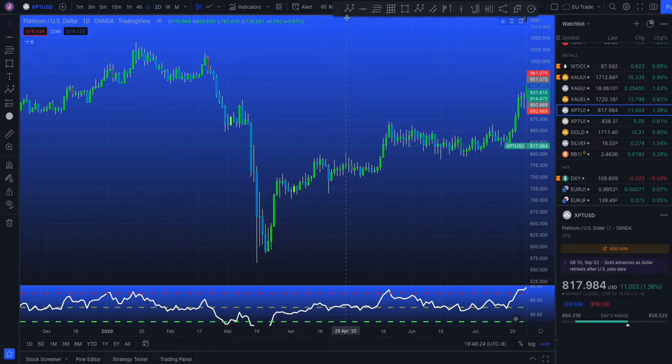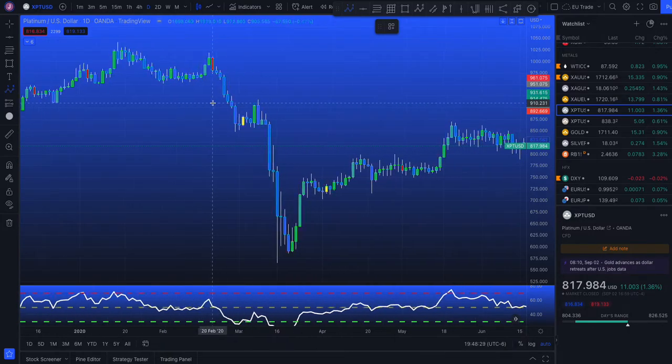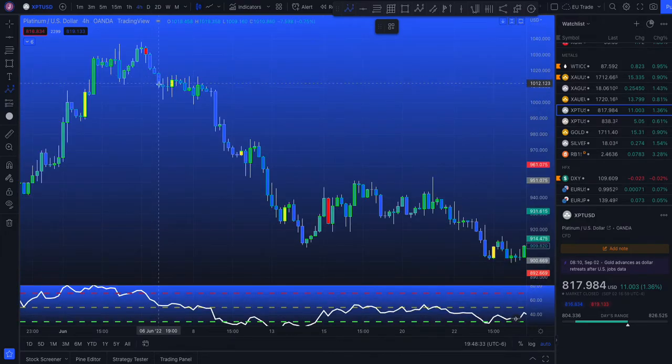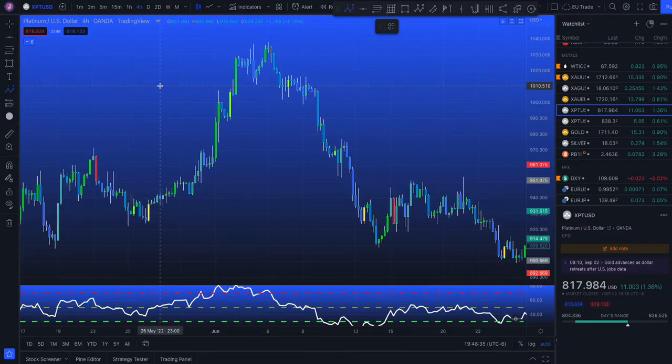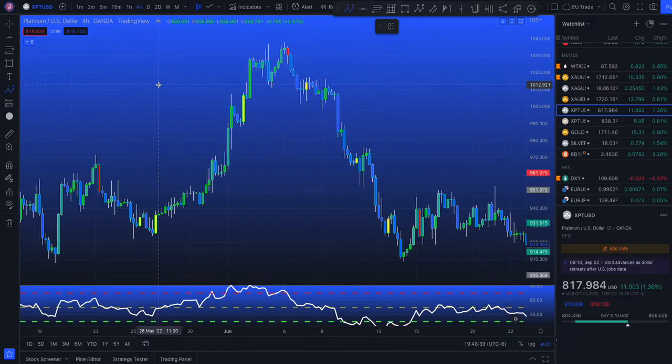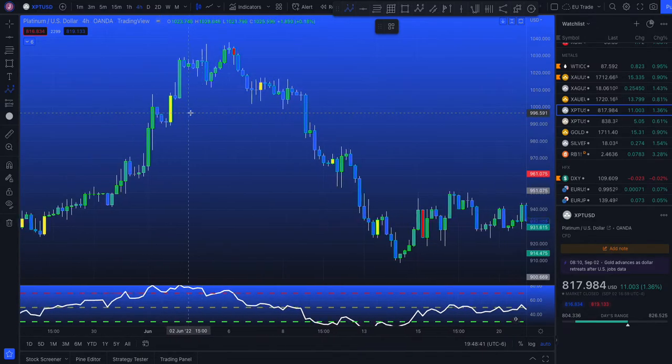I want to show you how these magnets happen here. So this is platinum on the daily. You can do it on any time frame. Let's mix it up. Let's go 4 hour. Don't matter. Any time frame. I'm going to show you now how things can get interesting. Let's go. Let's check out these zones.